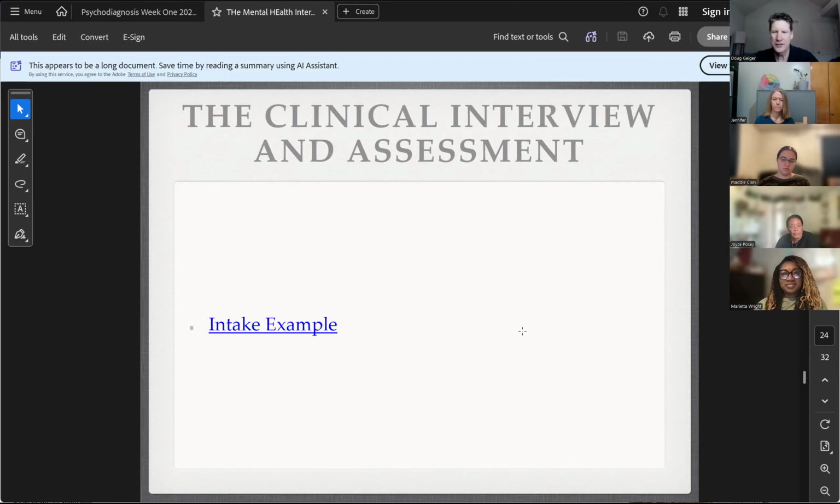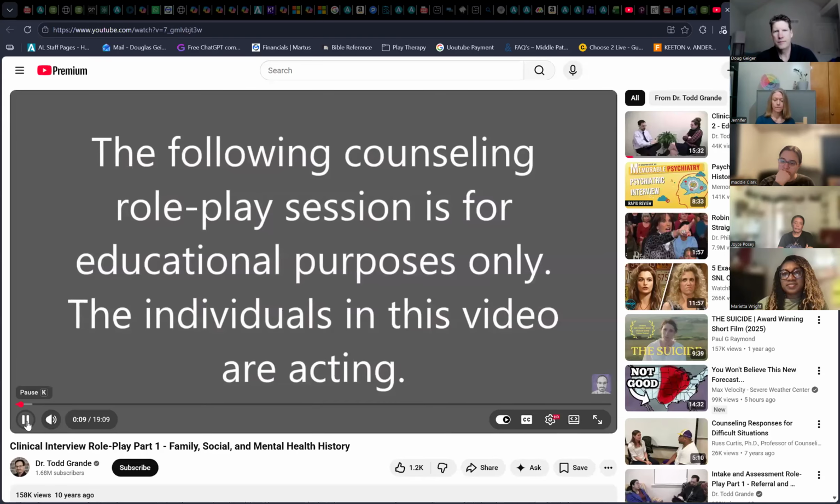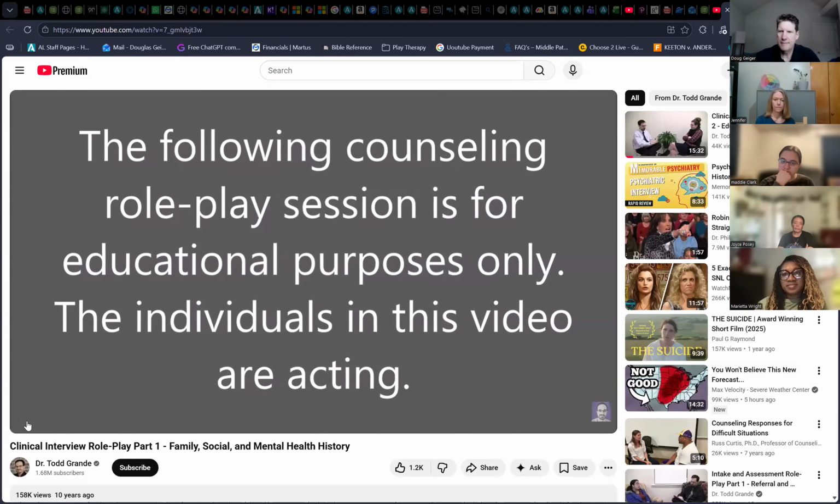Okay, so here, take a look at an intake example. Tell me if you can hear this or not when it comes up. Hang on one second. Can you see it, first of all? Can you see a video? Okay. You should be able to hear it and see it in a second.